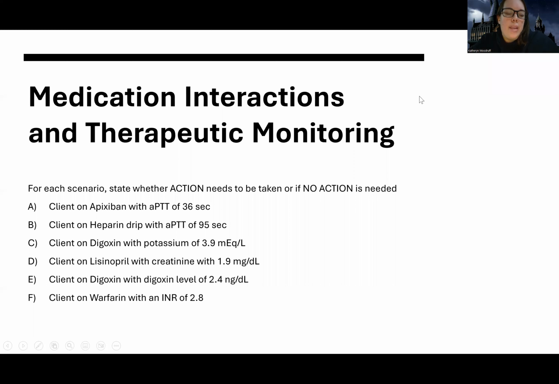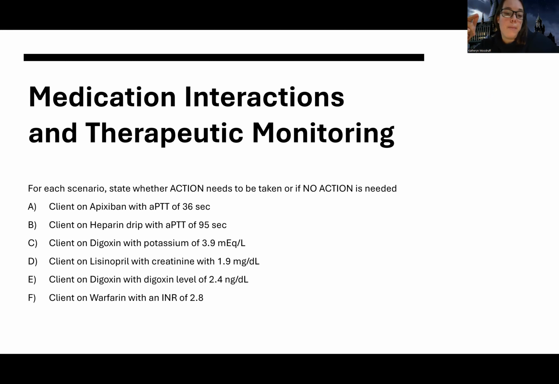All right, medication interactions and therapeutic monitoring. For each scenario, state whether action needs to be taken or if no action is needed. These are a lot of medications and then labs, so this is kind of that next level. You can say, hey, I know what a normal value is, but do you know what it means in a situation?